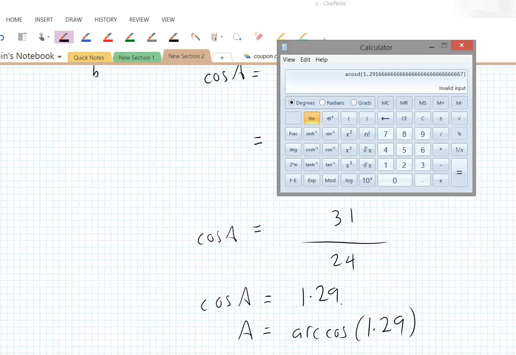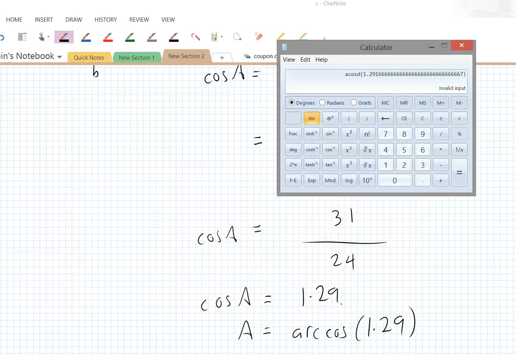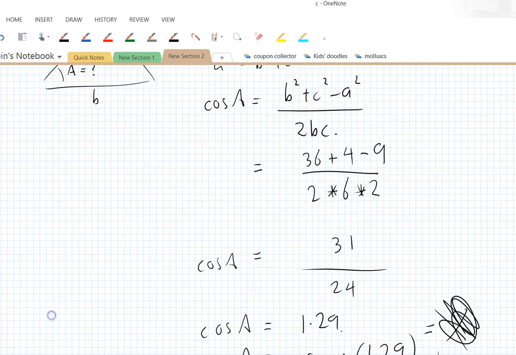Let's just have a look at my graph of the cosine function. We can see that the cosine function is limited between -1 down here and +1 up here. It never gets smaller than -1 and it never gets bigger than +1, which is why we can't have this. It can't happen. So what's gone wrong?